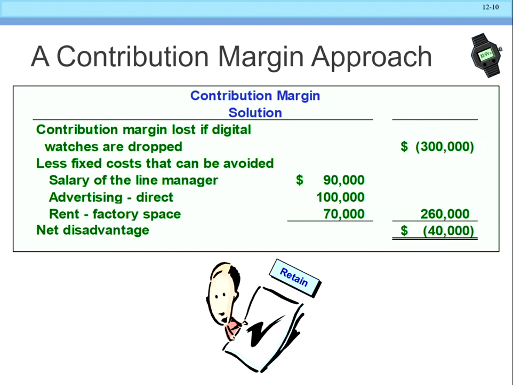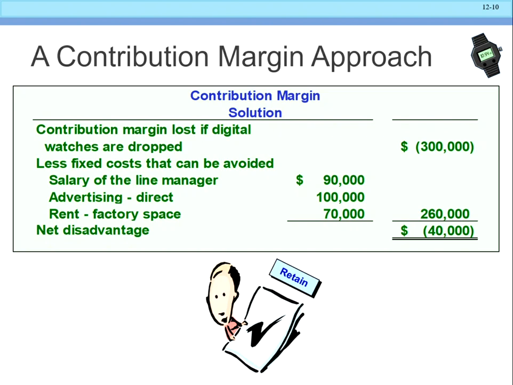All right, we are essentially saying we need to leave the division open, because if we close it, our profit is going to further decline instead of increasing. Because we are saying we will lose 300,000 for us to save 260,000.